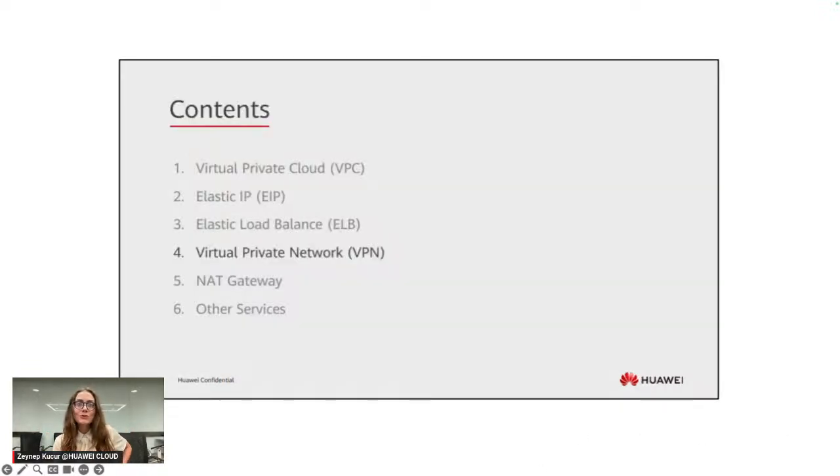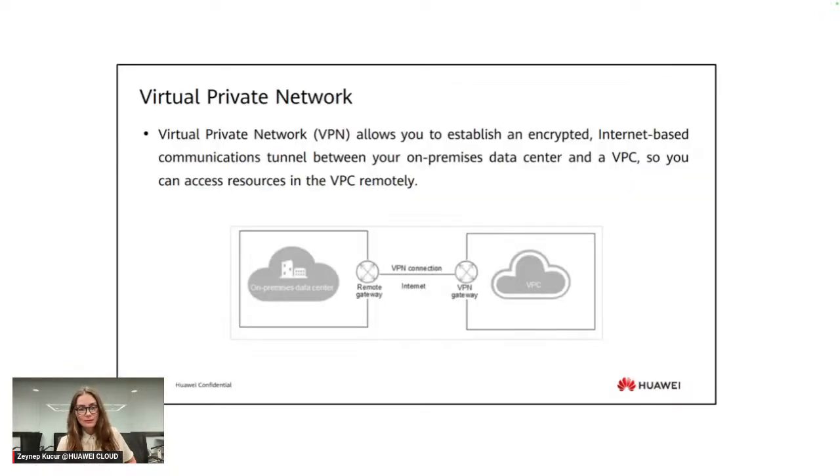I will continue with VPN, virtual private networks. We all may have heard of VPNs. So what does VPN do? VPN allows you to establish encrypted internet-based communication between the on-premises data center and the VPC. So it creates secure, remote access to your resources.